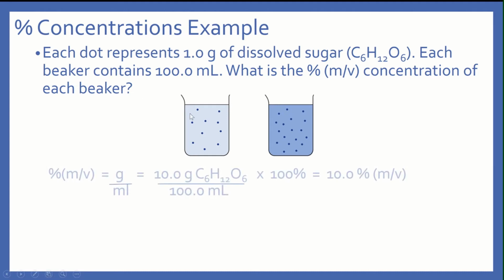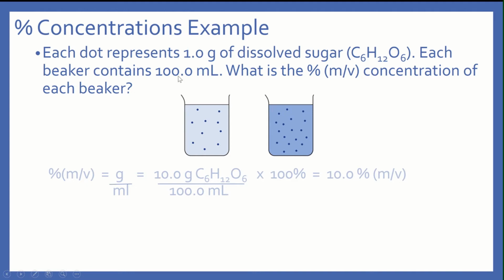All right, starting off with the dilute beaker, we're looking for mass per volume. That's grams over milliliters. And I think it really helps to set up your units. Think about what you're looking for. Think about how you're going to get there. We have 10 grams of sugar particles. When I counted the dots, I counted 10 of them. Each dot represents 1 gram. So that's 10 total grams.